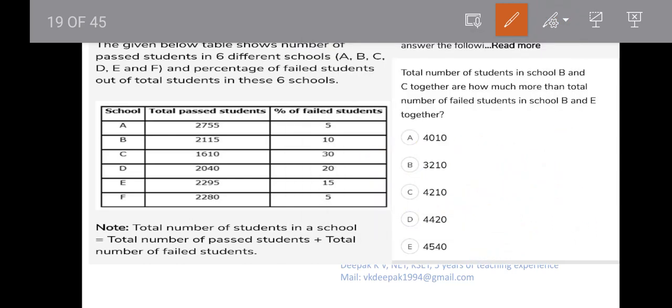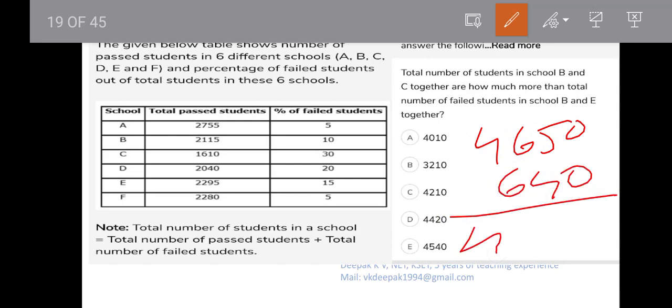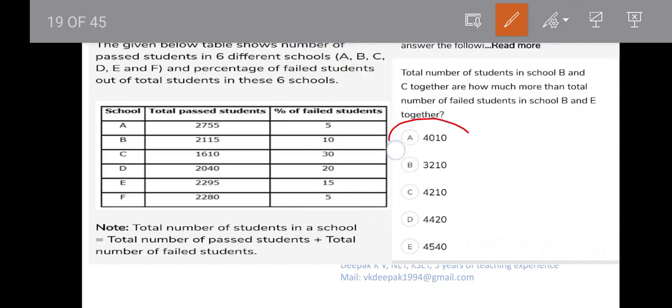Now we have to see what is the difference, how much more than they have asked. Correct, how much more than they have asked. So what is the total number of the school B and total number of the school C? That is 4650. And what is the failed students number in school B and E together? That is 640. What is the number? 4010. Okay, so your answer will be option A.